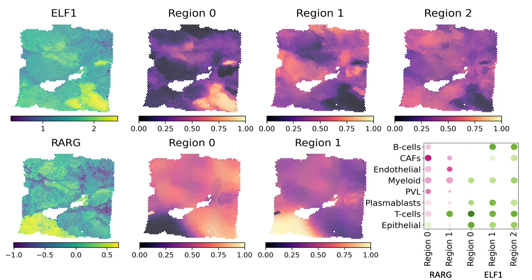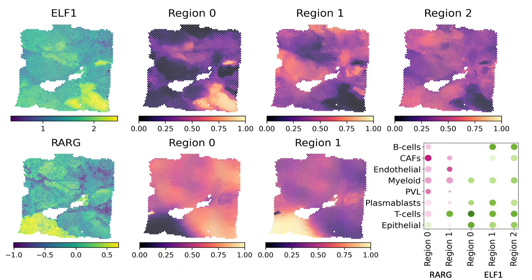Here I'm showing the results from the clustered regression model for two transcription factors, RARG and ELF1. For RARG, we see the method very clearly separates the sample into two regions. And in each of these two regions, the model fits the data pretty well. The dot plot shown in the lower left-hand corner shows the cell type specific RARG activity and that it differs between region 0 and region 1 as defined in these two panels.